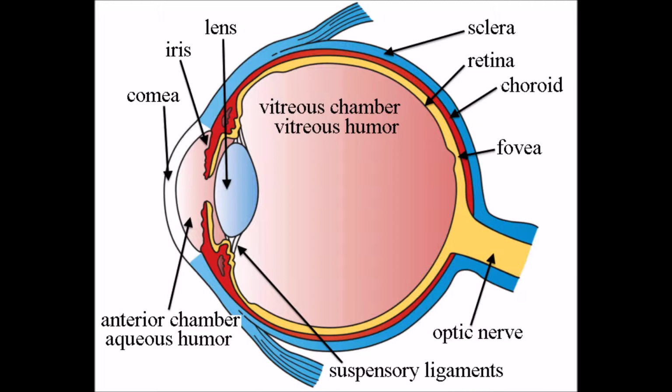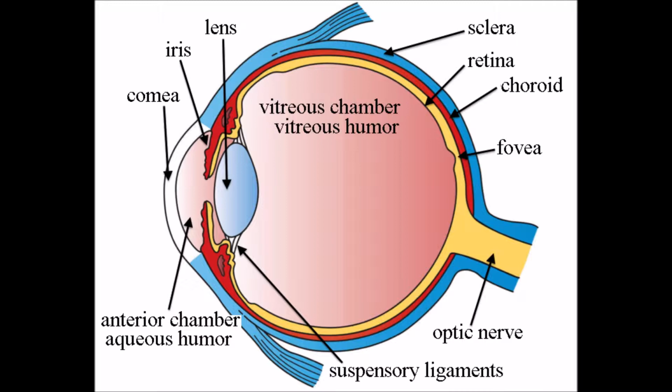Now on to the opponent process theory. This was proposed in 1878 by Ewald Hering. This theory tells us that certain color combinations, reddish-green, bluish-yellow, and blackish-white, can never be seen because they are on opposite sides of the spectrum.